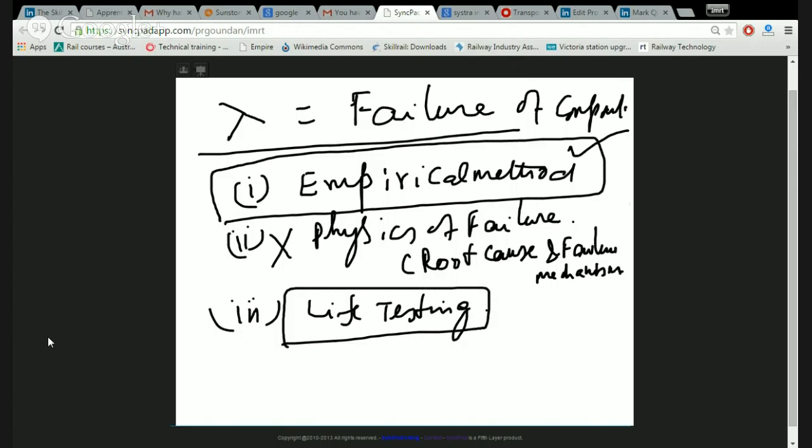You should be very careful and you should tell in an interview about prediction methods. There's nothing wrong in saying that I know only the empirical method. That is what is widely followed in the industry. Then I know live testing. You don't have to feel guilty that you do not know physics of failure, because we are not research students. We are going to be practicing engineers. So what is required for us, there is nothing wrong in telling that.